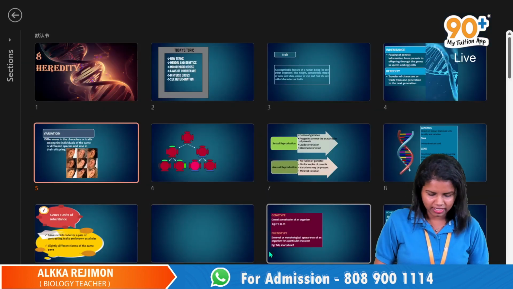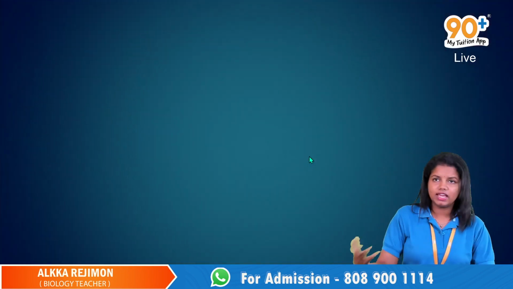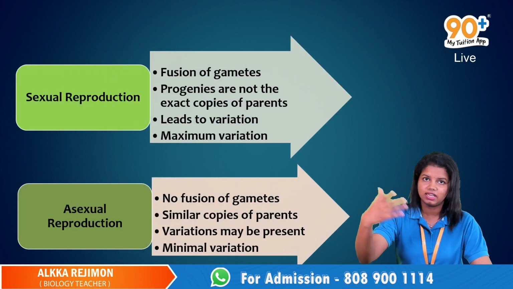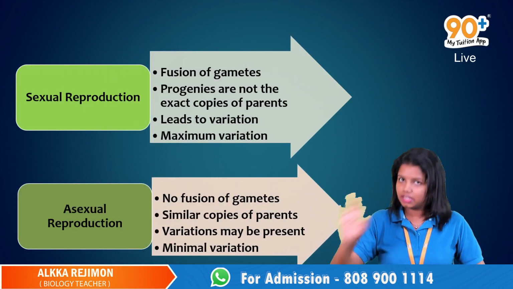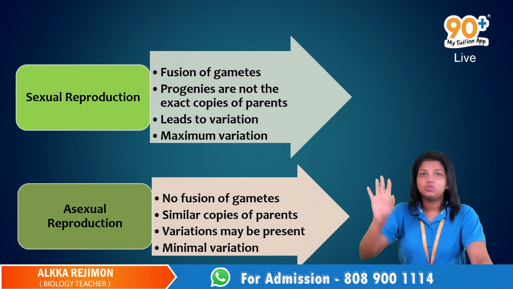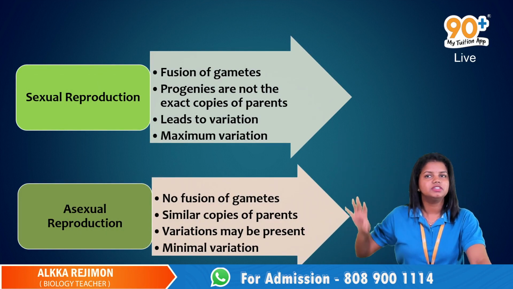So that's about variation. And then of course we are talking about genetics and variation. So there is reproduction, definitely. There are two types of reproduction, sexual reproduction and asexual reproduction.